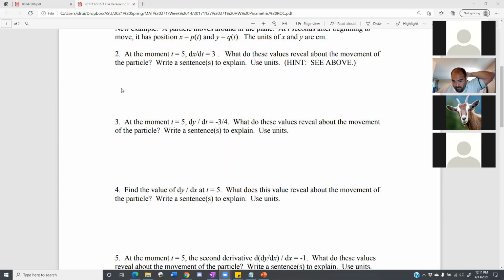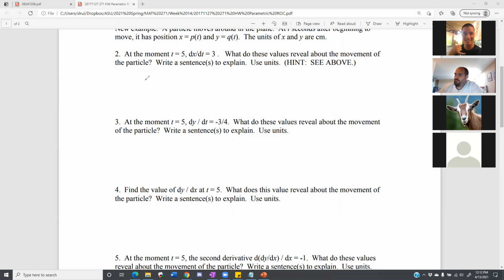All right, I haven't heard from everyone, but I've heard from quite a few of you. So let's talk over 2, 3, and 4. At the moment, t equals 5. I'm giving you dx/dt equals 3. So what does that mean? Decipher that in English.